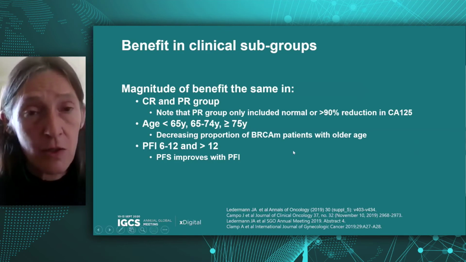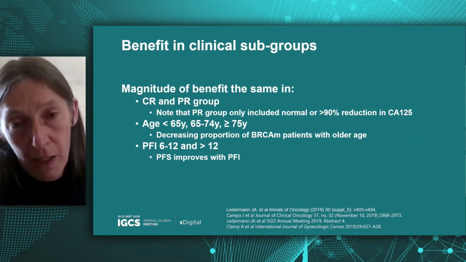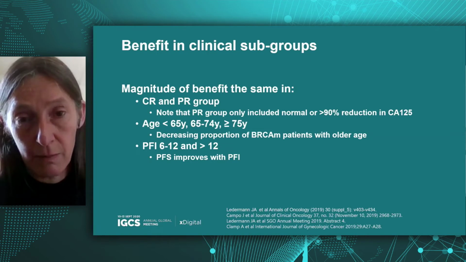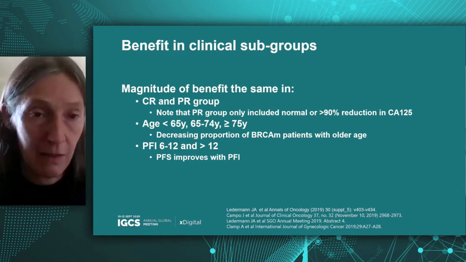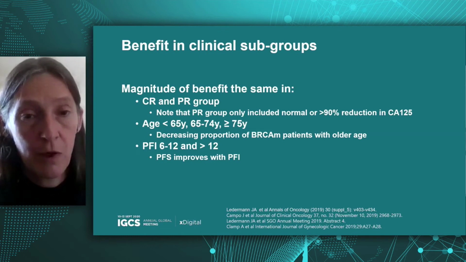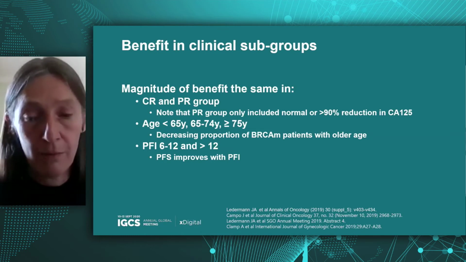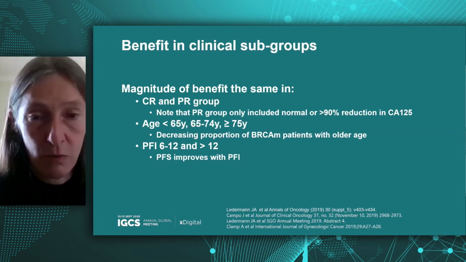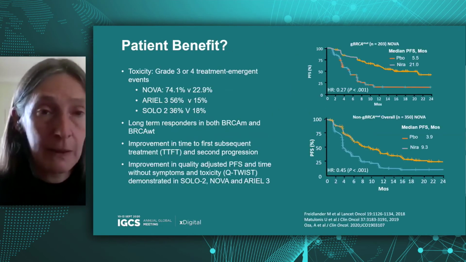In terms of age, not surprisingly, if you look at the older population, you have a lower incidence of BRCA mutant patients, but within their groups of mutation or wild type, they benefit similarly. And again, with platinum-free interval, although we see improving prognosis with improving progression-free interval, we don't see a difference in the magnitude of benefit from the PARP. So we don't really have a way to say that we would not give anyone a PARP.